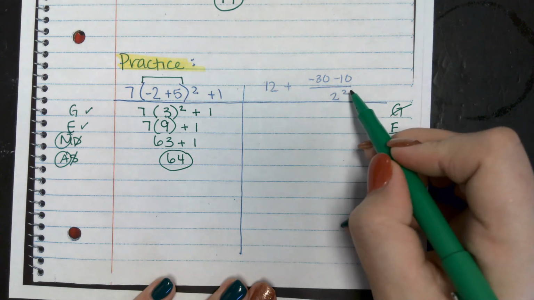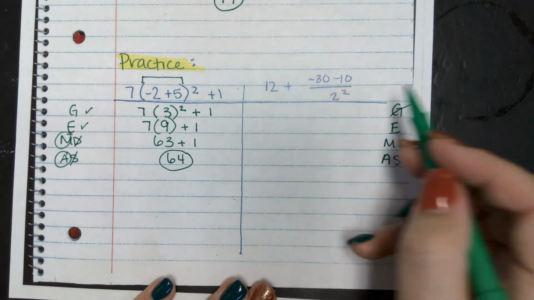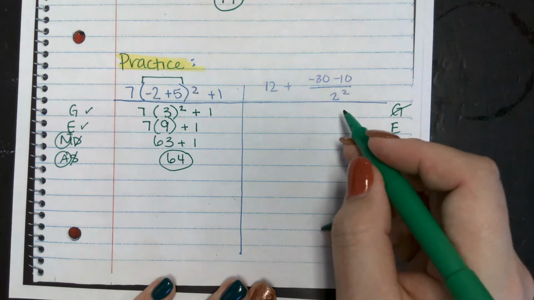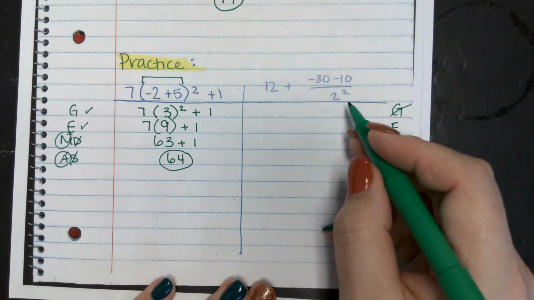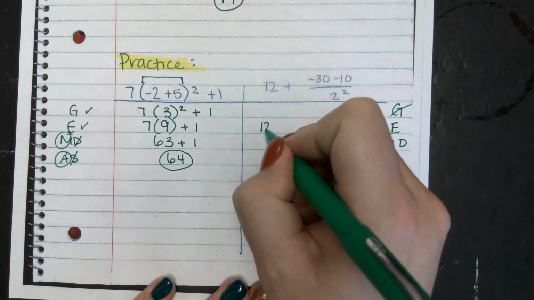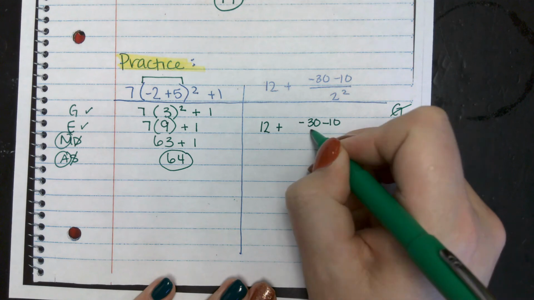So now I have 12 plus negative 30 minus 10 over 2 squared. And we need to figure out what that 2 squared is. Now 2 squared means I'm going to have 2 times. So 2 times 2 would give me 4. So I'm going to have 12 plus negative 30 minus 10 over 4.